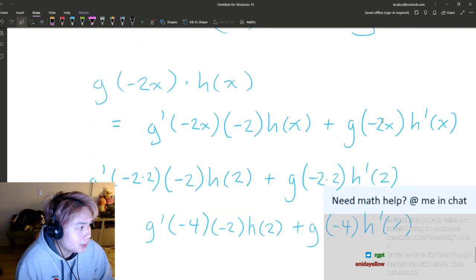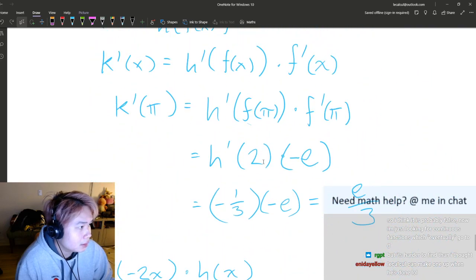I need h prime at 2, which I found earlier, I think. Right here. That's negative 1/3.